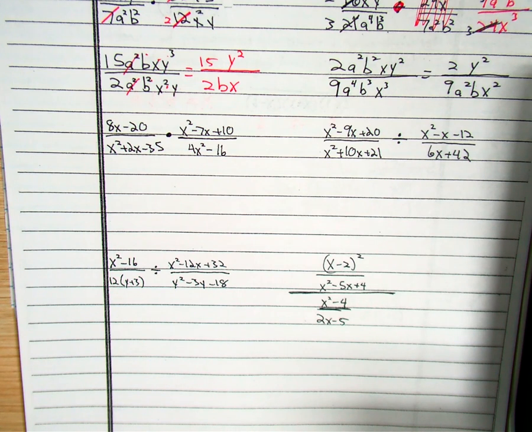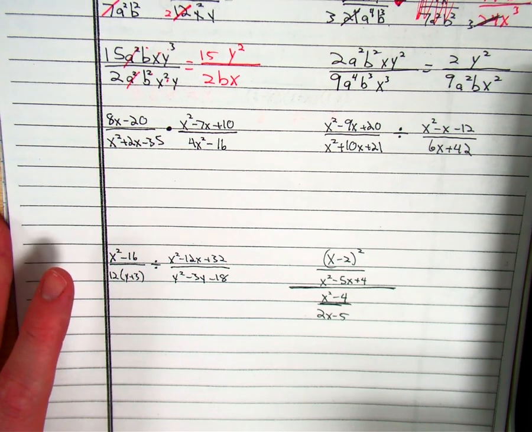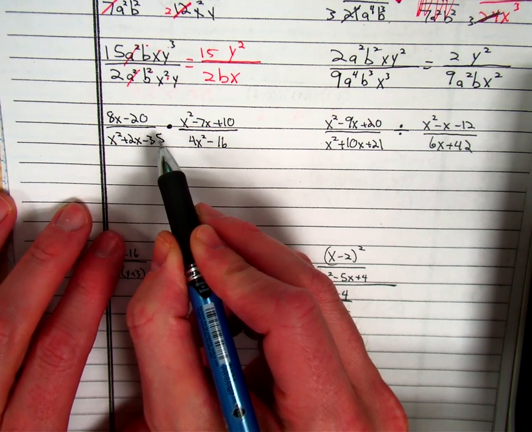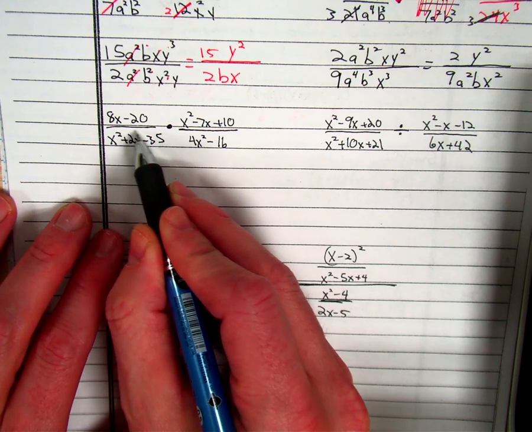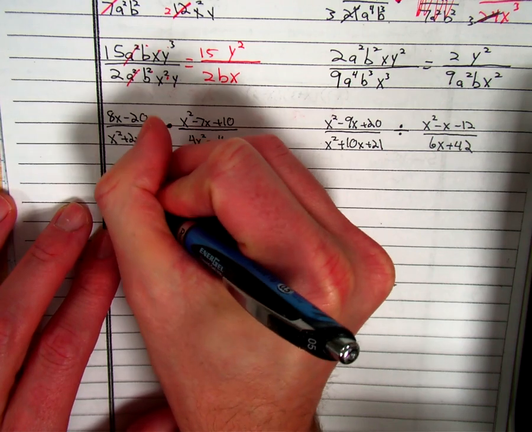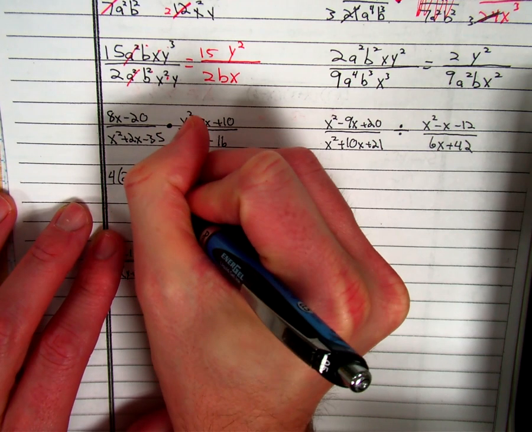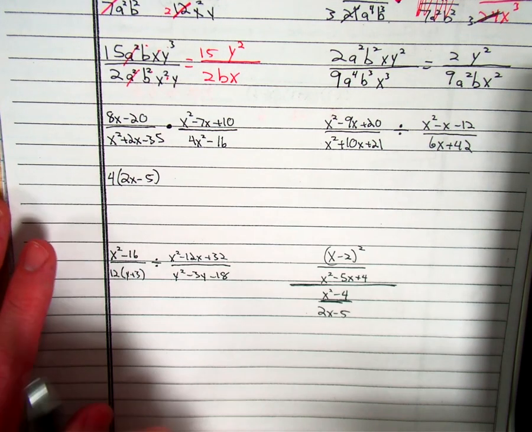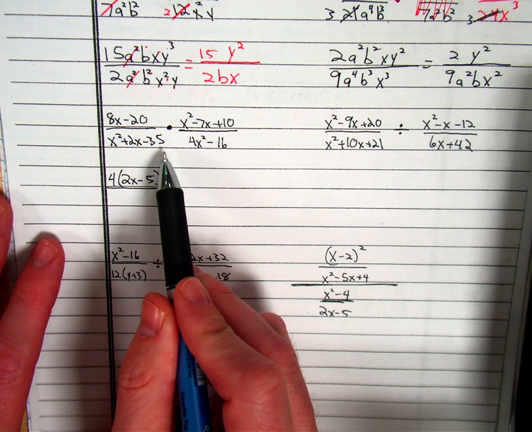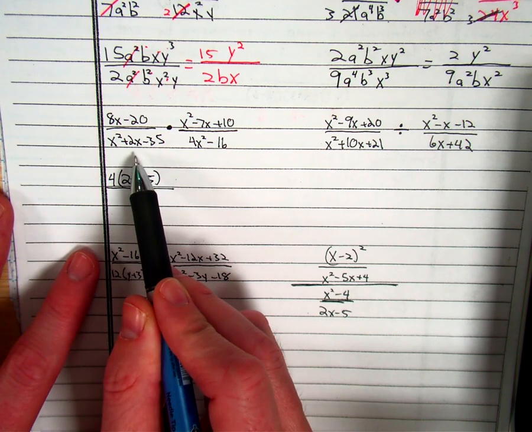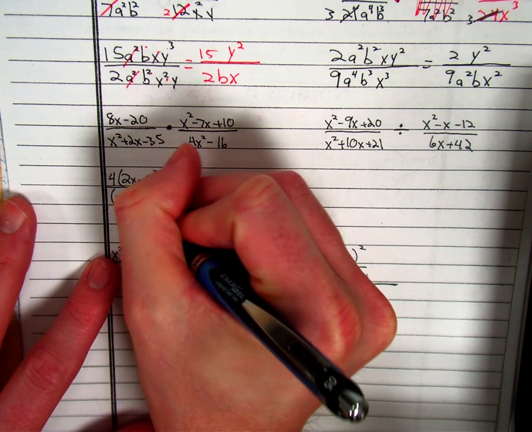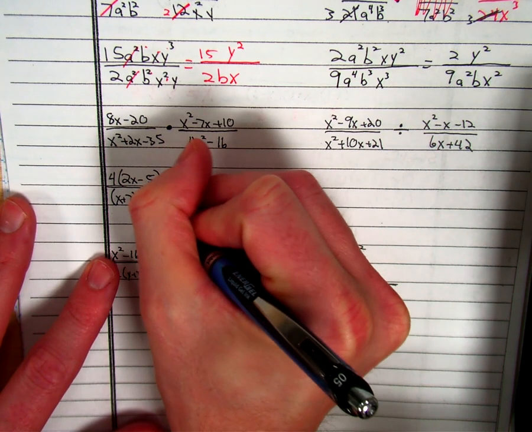Okay, I'll help you get started with the factoring. And then I'm going to push pause and let you do the fun part on your own, all the crossing out. Okay, so top left, 8x minus 20. We should be able to pull a 4 out of both things. 4 times 2x minus 5. On the bottom of that one, what multiplies to negative 35 and adds to positive 2? X plus 7 and x minus 5.